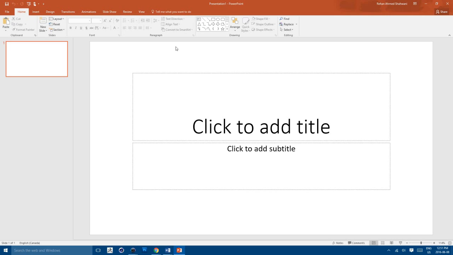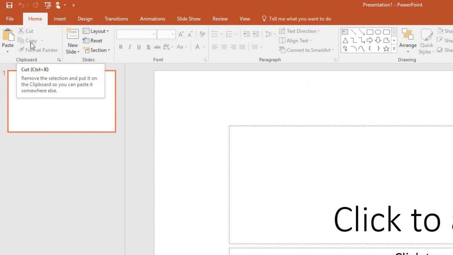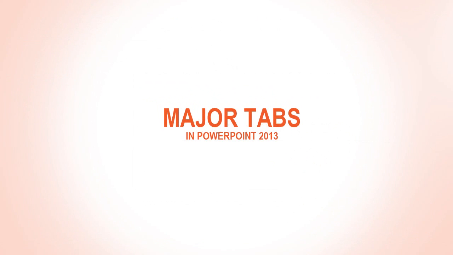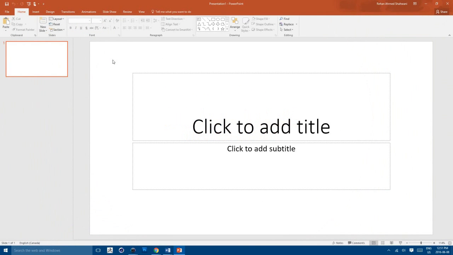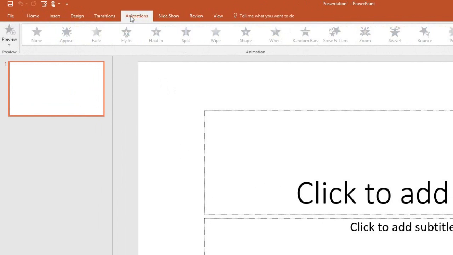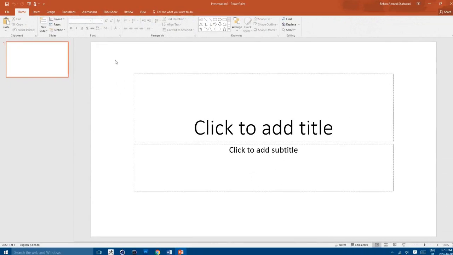Now, when you click on the Home tab, you'll see commands like paste, cut, copy, and the new slide command. Another important thing that you should remember is that the Home tab is always selected by default whenever you open the PowerPoint application. The other major tabs that you'll see in PowerPoint next to the Home button are Insert, Design, Transition, Animation, Slideshow, Review, and View.